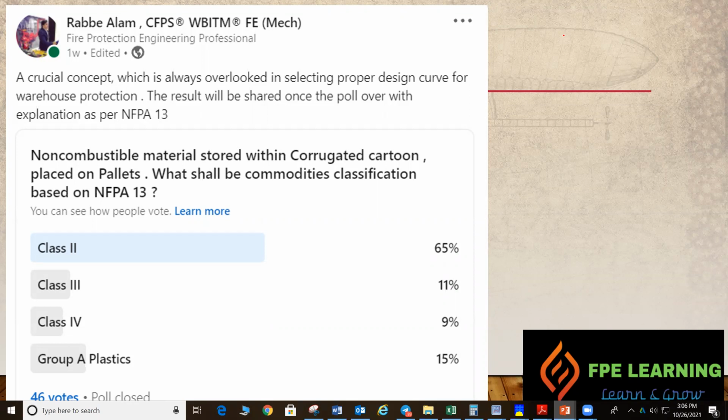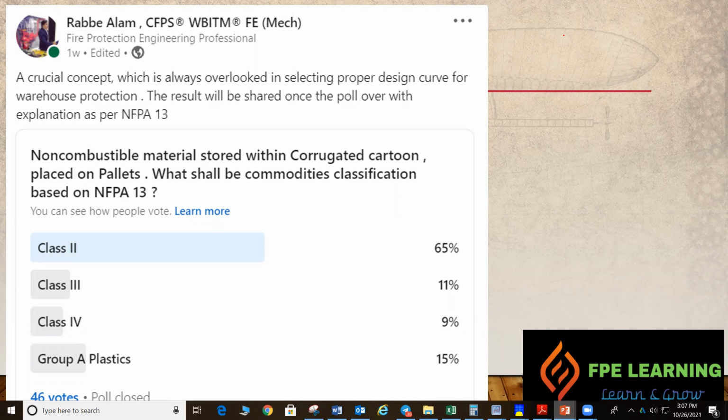My name is Rabbi Alam and today I'm going to talk about commodity classification. In fact, last week I posted a question on LinkedIn as a poll for commodity classification. This is just because I used to get a lot of queries regarding the correct commodity classification for warehouse protection as per NFPA 13. So I posted it on LinkedIn to get the idea of various engineering professionals in the fire protection field, and the reference I mentioned is NFPA 13, right?